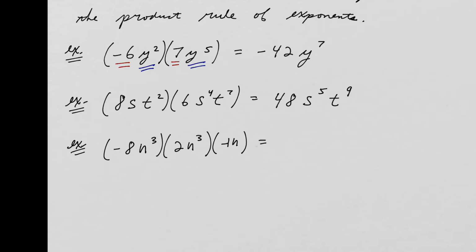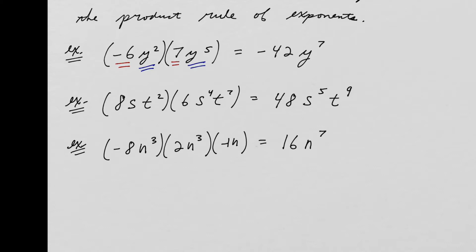And then negative n, remember that coefficient, there's really an implied 1 there. So negative 8 times positive 2 times negative 1 is going to be a positive 16. And then what's n cubed times n cubed times n? Well, I keep the n, and I just add all the exponents. So 3 plus 3 plus 1 would be 7.